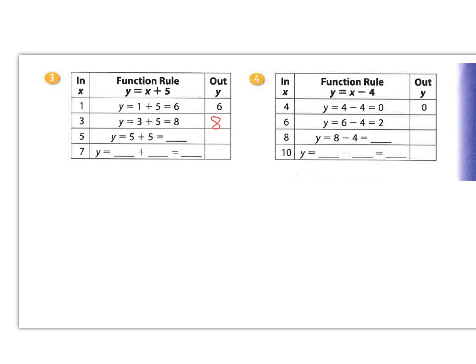The next one, we have y equals 5 plus 5 because the input is 5, so you substitute 5 in for x. 5 plus 5 is 10. The output is y.